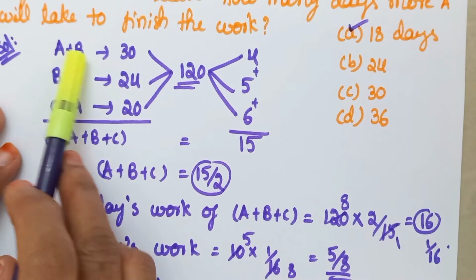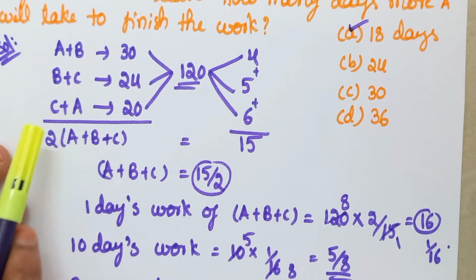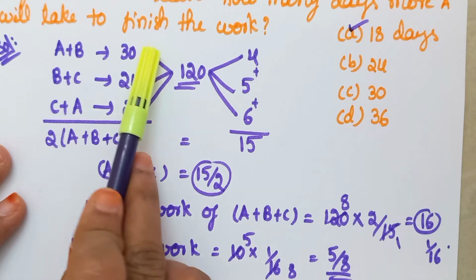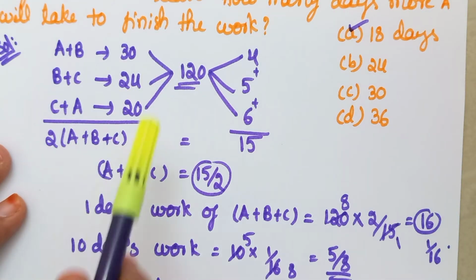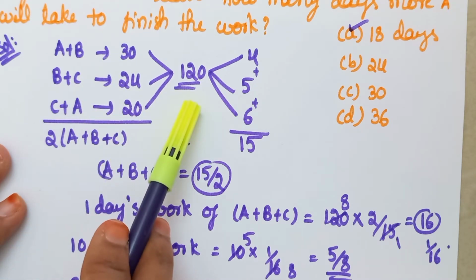So A plus B will take 30 days. Similarly, B plus C will take 24 days to complete the work, and C plus A will take 20 days to complete the work. So first of all, we have to follow the LCM method. That is nothing but we have to find the LCM of 30, 24 and 20. So that could be 120.